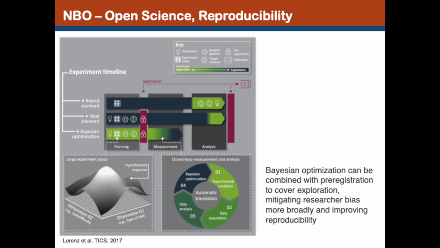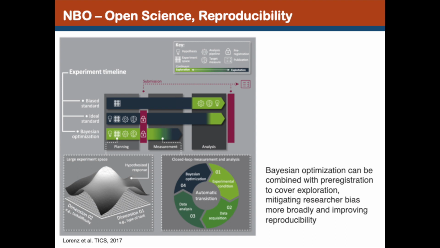So finally, for the RIOT Club, open science and reproducibility, and how using these sorts of Bayesian optimization approaches can help even more with open and reproducible science. So the idea here is that if you have a very biased experimenter, what might happen is that you decide the experiment space to start with, so what stimulation parameters you want to apply, and then you collect your data, you analyze it, you have your target measure, and at the end of it you have your hypothesis, and you write your paper.